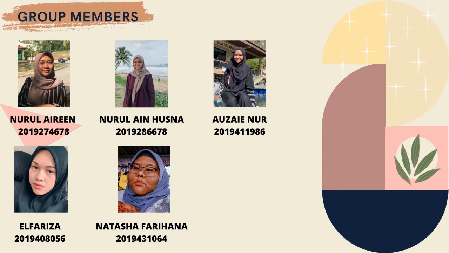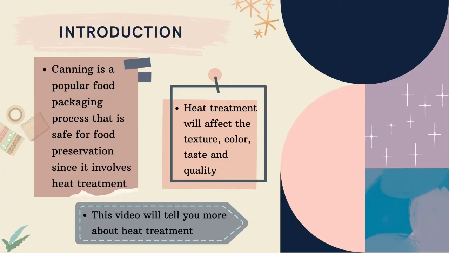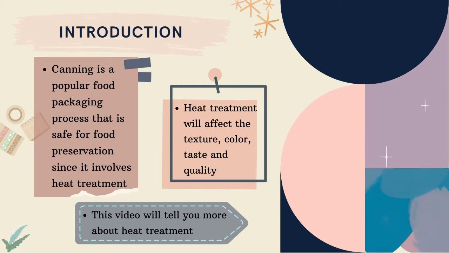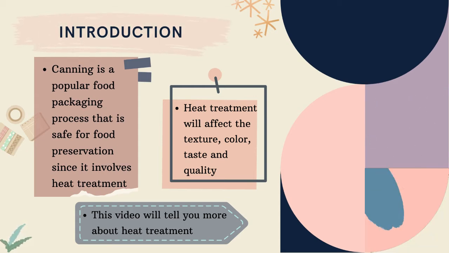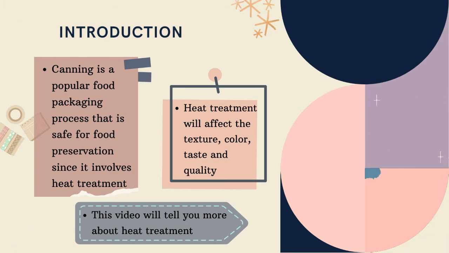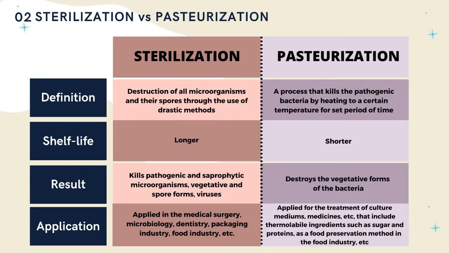And Natasha Parihana. Canning is a common food packaging that is used in food preservation since it requires heat treatment that can destroy microorganisms. However, using heat treatment will also affect sensory attributes such as texture, color, taste, and quality of the food. Next, we are going to look at the difference of sterilization and pasteurization.